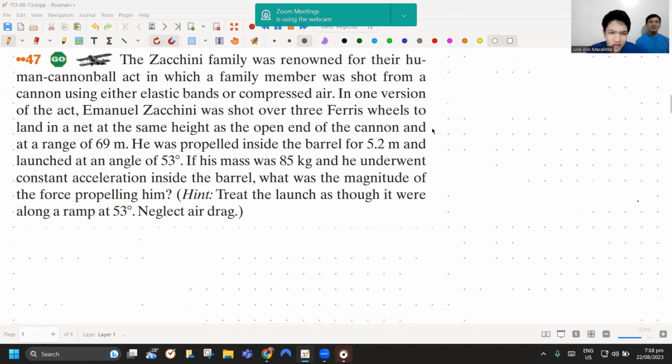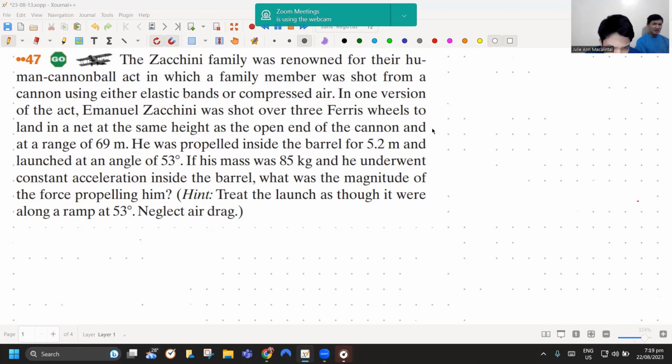Do you want me to read the problem? The Zacchini family was renowned for their human cannonball act, in which a family member was shot from a cannon using either plastic elastic bands or compressed air. In one version of the act, Emmanuel Zacchini was shot over three Ferris wheels to land in a net at the same height as the open end of the cannon and at a range of 69 meters. He was propelled inside the barrel for 5.2 meters and launched at an angle of 53 degrees.